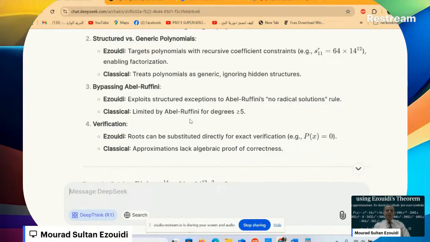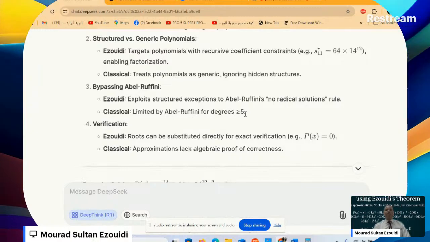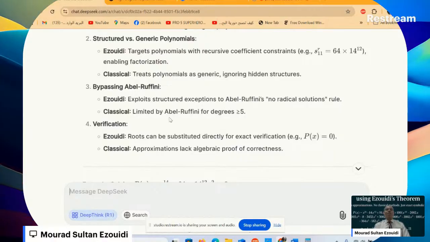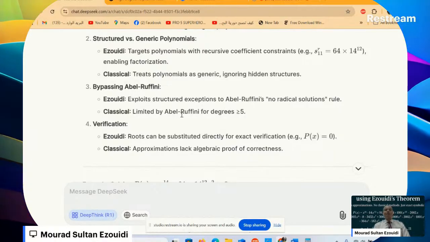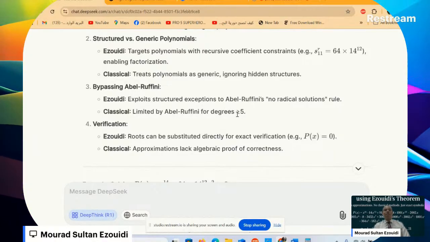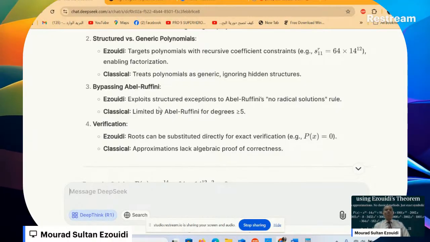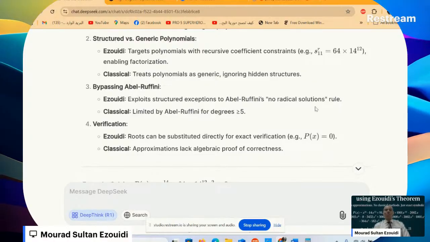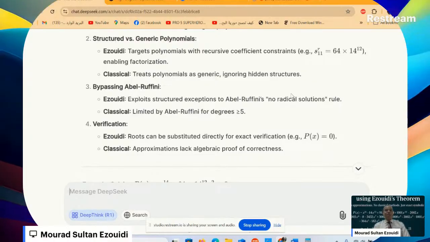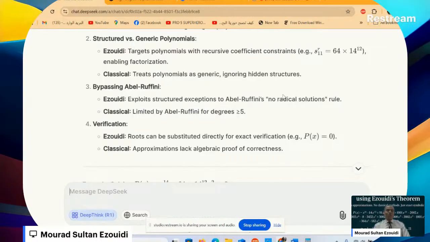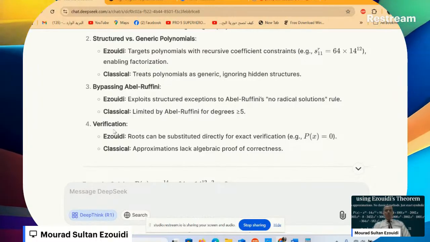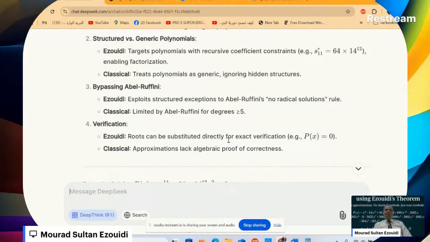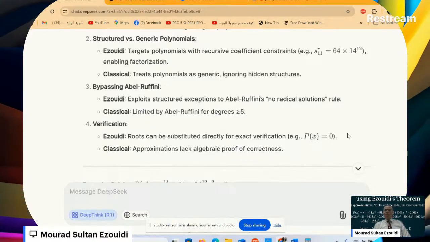All the classical methods are limited by Abel-Ruffini for degree more than 5. But Mr. Mourad Sultan exploits structured exceptions to Abel-Ruffini's no radical solution, as he told. But here we solve with radical solutions. Ezouidi roots verification: Ezouidi roots can be substituted directly for exact verification.